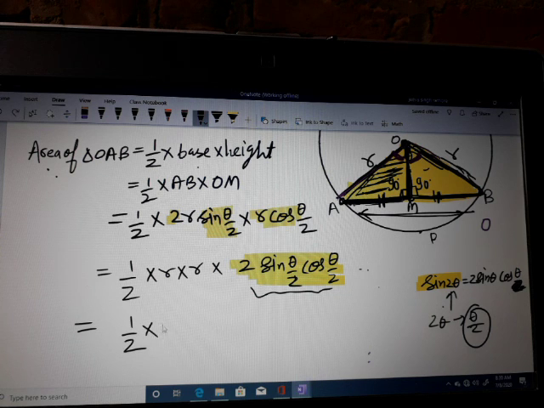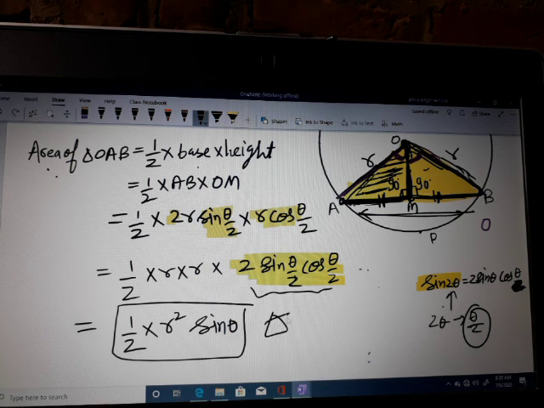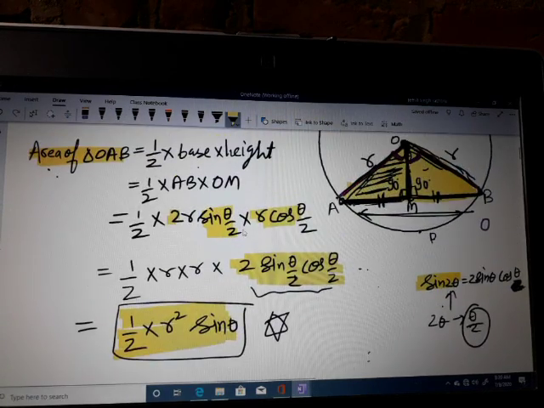So that is a very important result. R into r square sin theta. So you can find the area of a triangle directly by using this formula. This is a very important result. Please note down. You can find out the area of this triangle by directly using this result.